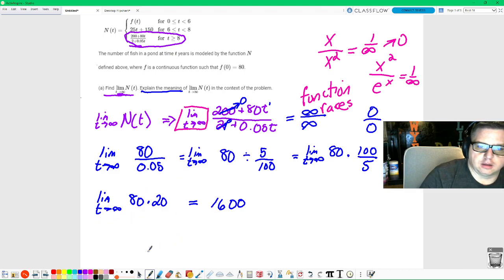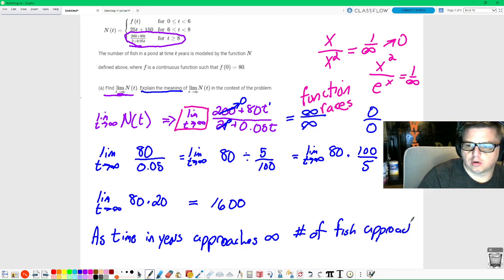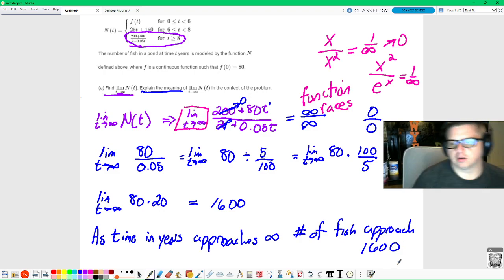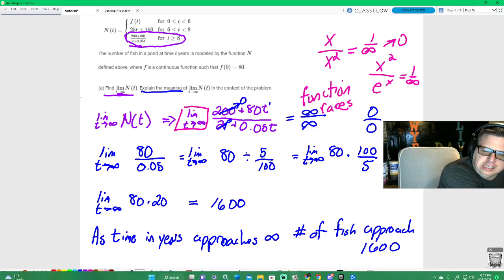So as time in years approaches infinity, the number of fish approaches 1600. So there is a tapering off point. Maybe there's not enough room, or overcrowding, whatever it is, it just kind of hits its max. And what its max is going to be is 1600.